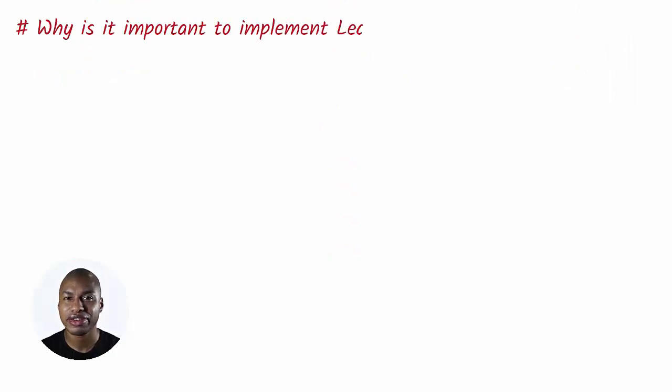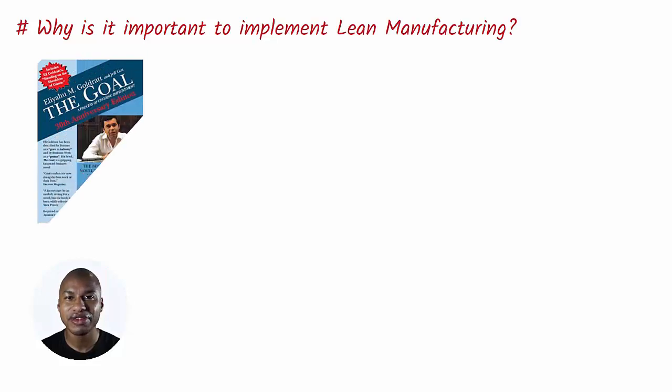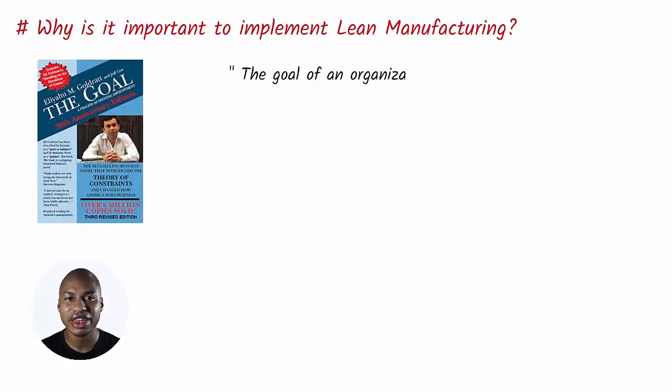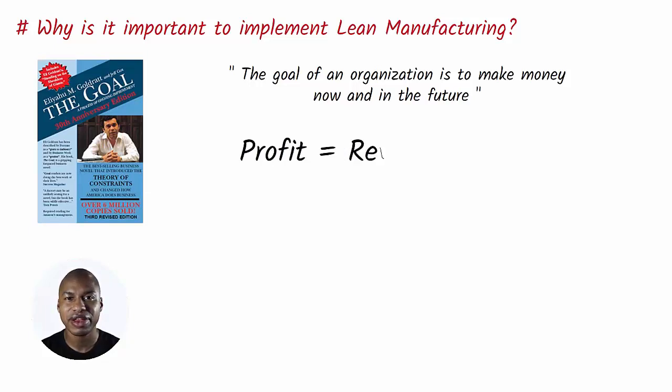Why is it important to implement lean manufacturing? Eli Goldratt, the author of the book The Goal, argues that the goal of an organization is to make money now and in the future. I don't think you'll have any doubts about this statement. It is perfectly acceptable. To achieve the objective mentioned by Goldratt, you can start with a famous equation of the economy. Profit equals revenues minus costs.